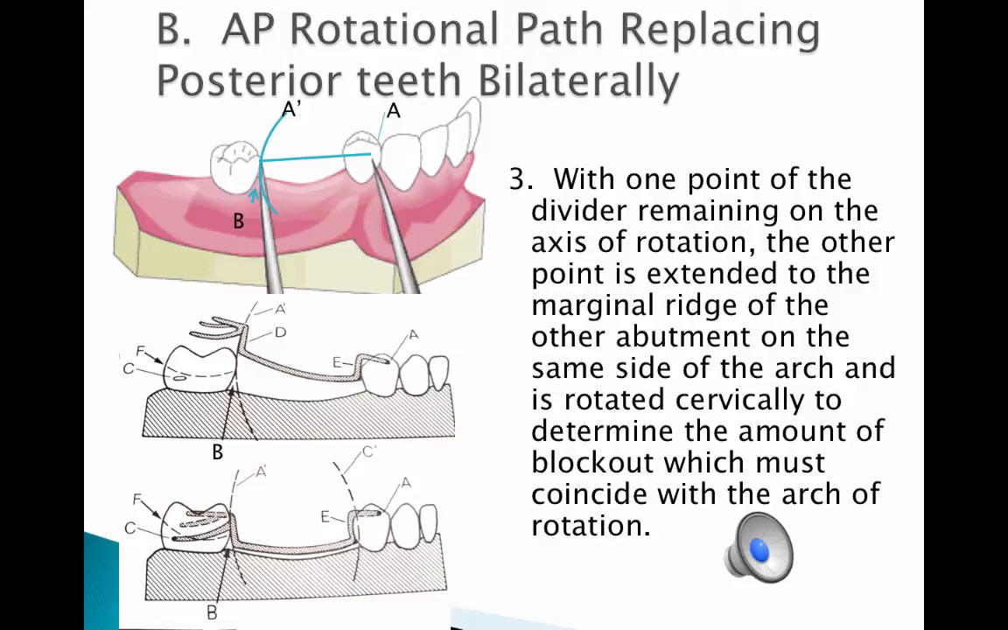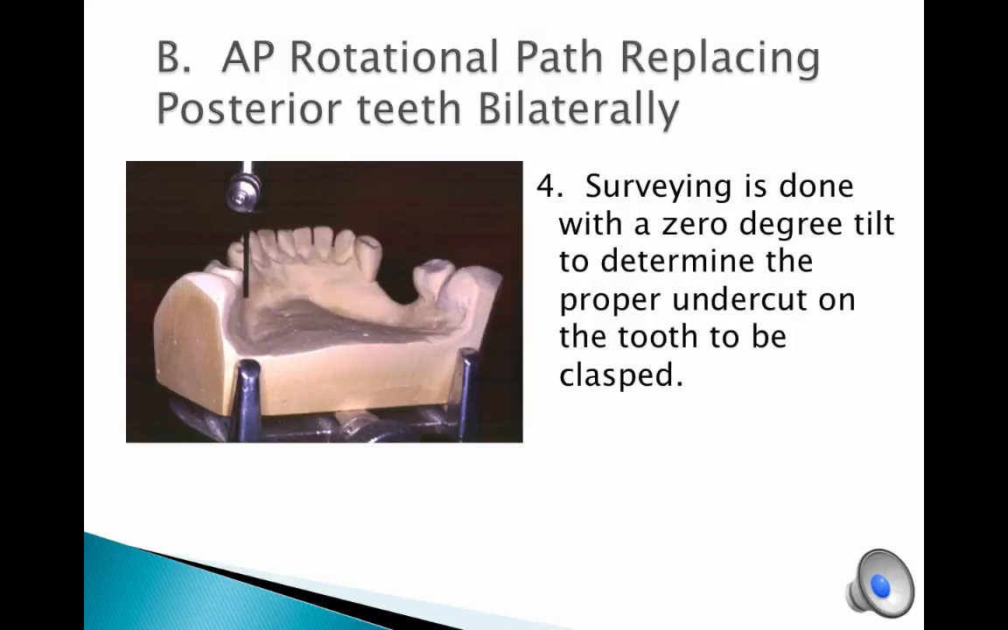The small area labeled B on the picture is the area that must be blocked out when the framework is made in order to allow the rotational path partial to seat properly. When you survey a cast for the AP rotational path, replacing the posterior teeth bilaterally, it is done with a 0-degree tilt to determine the proper undercut on the tooth to be clasped.